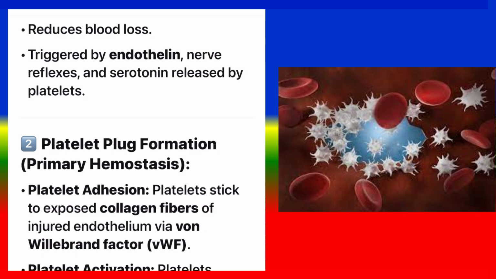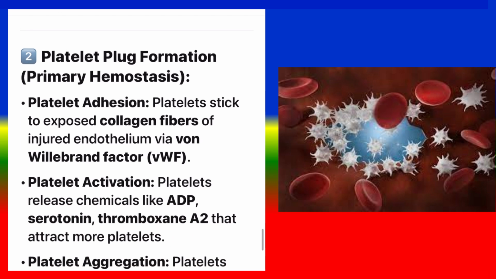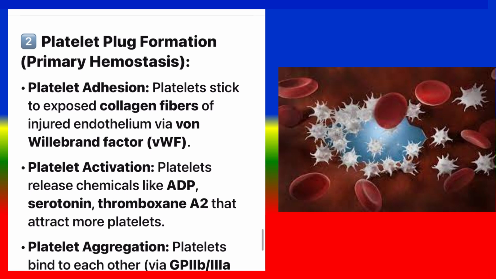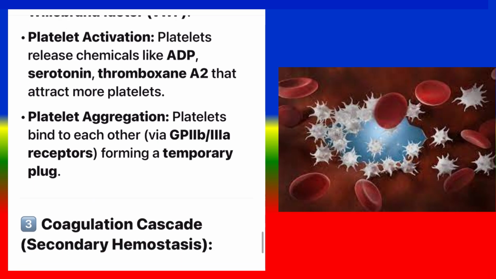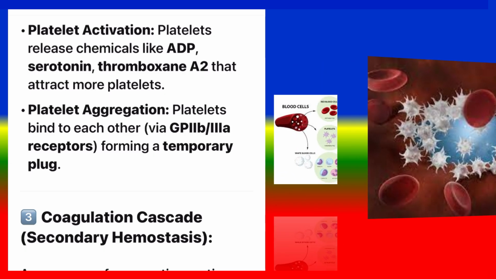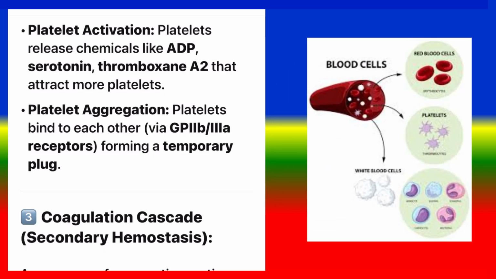released by platelets. 2. Platelet plug formation, primary hemostasis. Platelet adhesion: platelets stick to exposed collagen fibers of injured endothelium via von Willebrand factor, VWF. Platelet activation: platelets release chemicals like ADP, serotonin, thromboxane A2 that attract more platelets. Platelet aggregation: platelets bind to each other via GPIIb/IIIa receptors, forming a temporary plug.